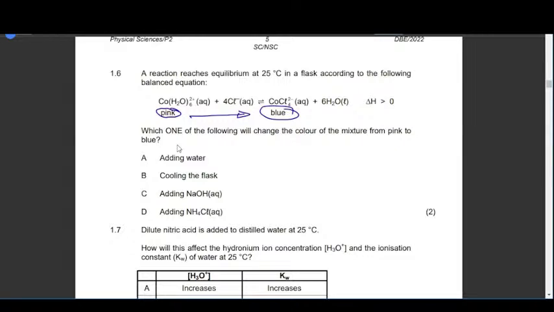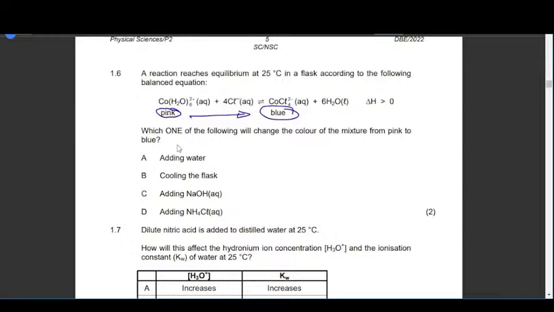So if you add something here, it's going to favor the forward reaction. If you remove something here, still is going to favor the forward reaction. If you add something here, it's going to favor the reverse reaction. If you remove something here, it feels that it must fill that space which you have created by removing. And then if you add here, it means that there's too much or excess. It's supposed to be balanced, therefore it favors the reverse reaction.